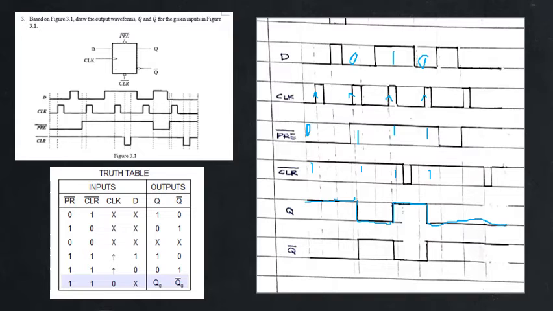To find the output of Q bar, it will be the opposite of Q. When Q is 1, the Q bar will be 0. And then Q is 0, Q bar is 1. When Q is 1, the Q bar will become 0 again. And when Q is 0, the Q bar will be 1.